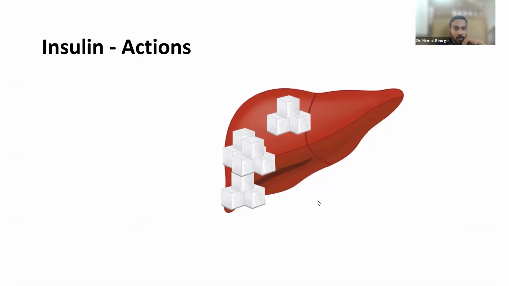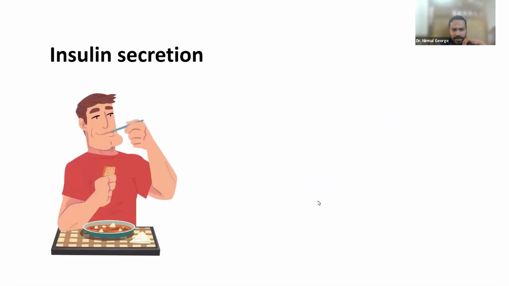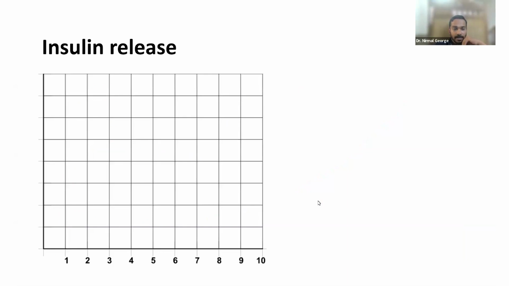And this glucose is stored as glycogen by a process called glycogenesis. Normally, insulin is secreted in small amounts, even at rest when you're not having food. So this is called basal insulin secretion. And after you consume food, insulin is released in two phases, phase 1 and phase 2.